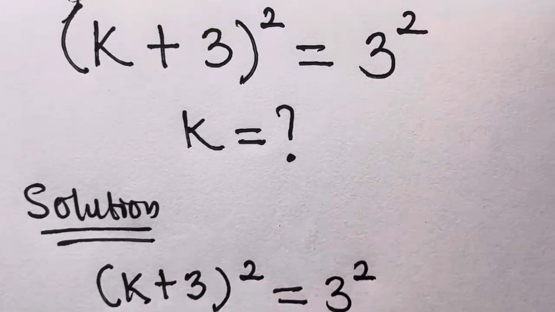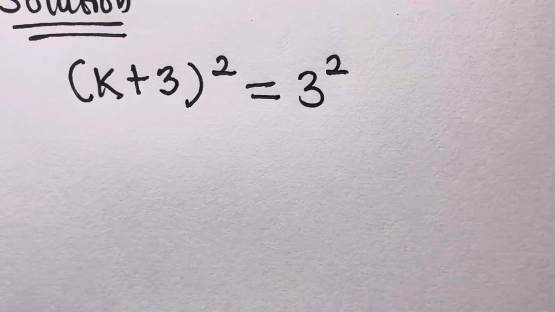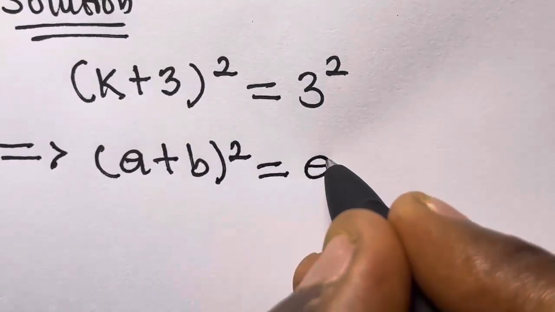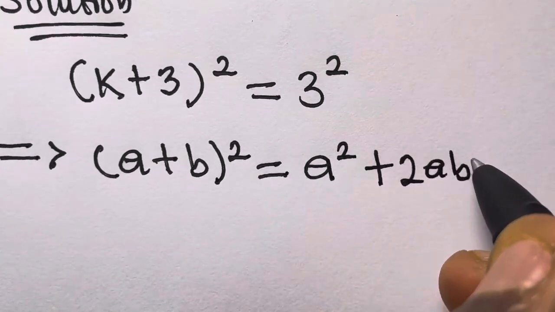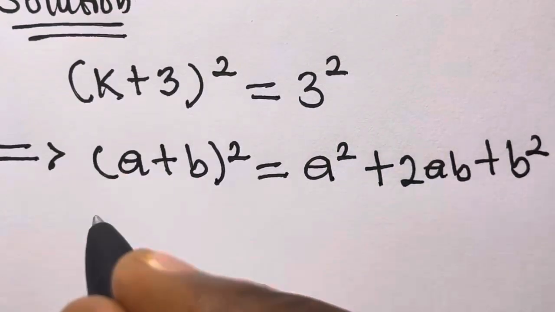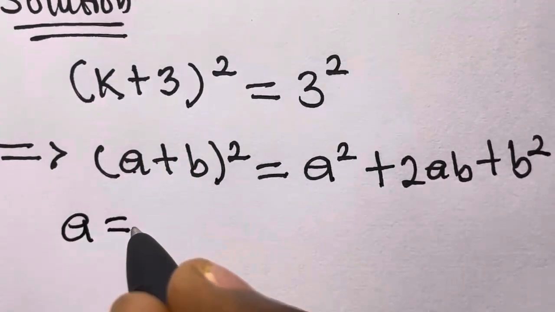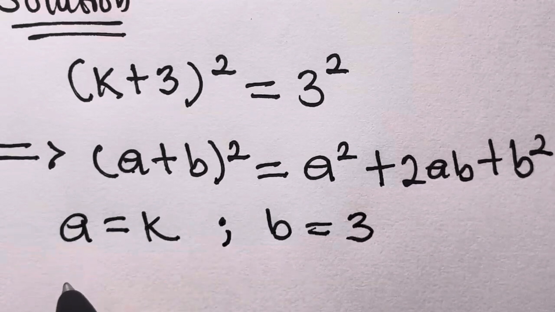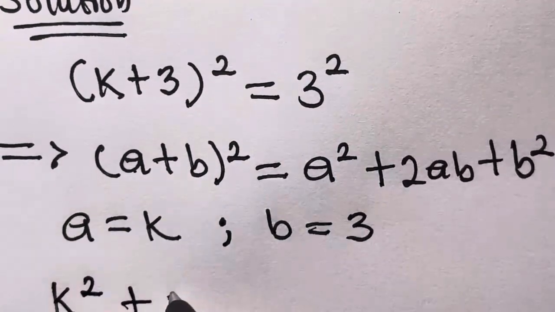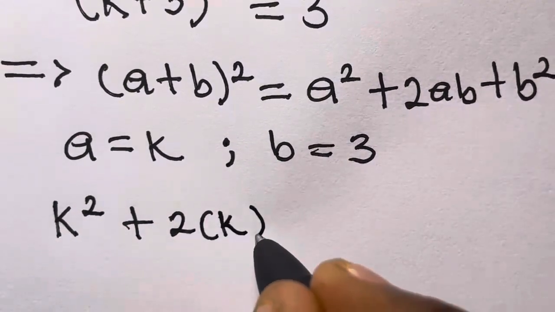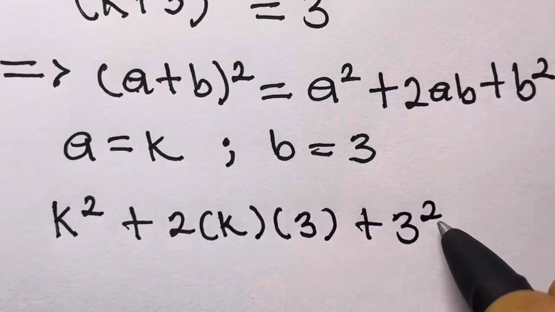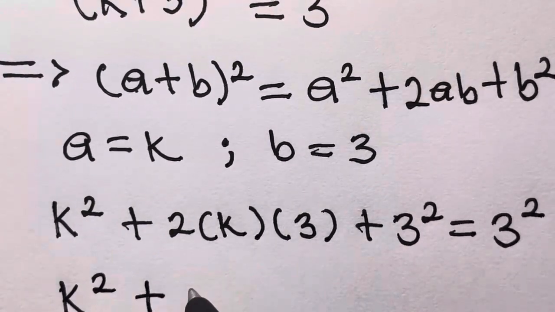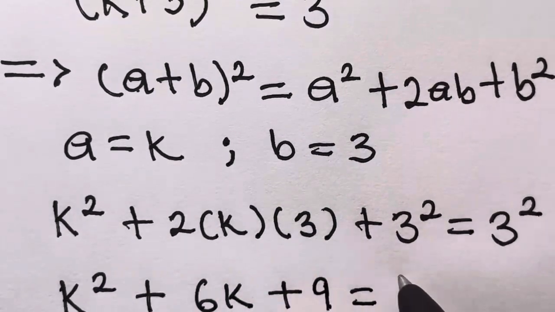equals 3², right? So from here, let's recall that if you have (a + b)², this equals a² + 2ab + b². So if you compare, we have a equals k, and b equals 3. If you expand this, we have k² + 2 multiplied by k multiplied by 3 + 3² equals 3². So we have k² + 6k + 9 equals 9.